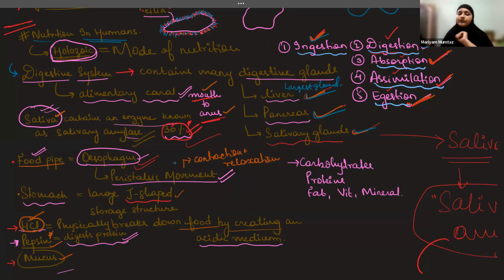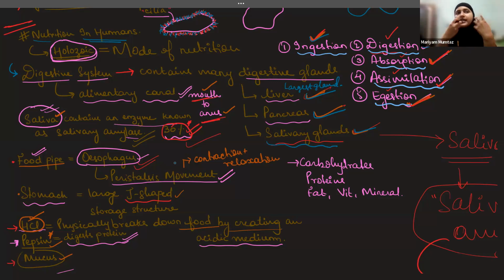Now, what happens? We take the food, we put it in our mouth, right? In our mouth, we have teeth and we have tongue, and the salivary gland is present in our mouth only. Now we start chewing our food so that we can reduce its size and swallow it. Saliva is secreted by these salivary glands. It has two functions. First, it helps in moistening the food. It wets the food so that it can be easily swallowed.